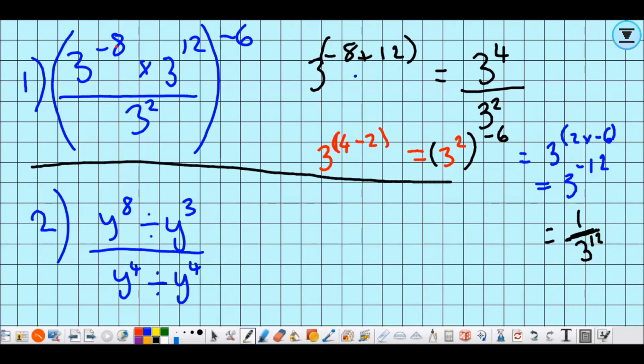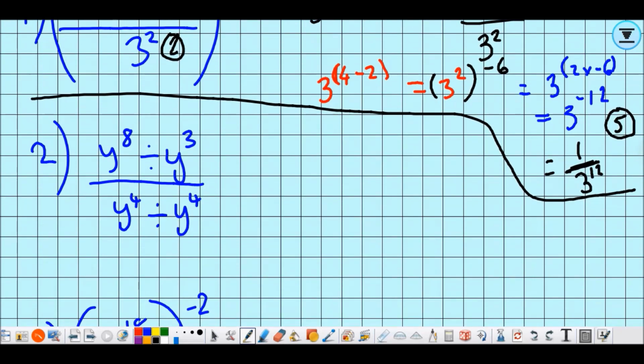Okay, so all of that, think about the rules we've used there. We've used rule number 1 on the top. We've used rule number 2 for dividing it. We've used rule number 3 for multiplying the power raised to another power. And then when we've got down to this bottom bit, we've used rule number 5 because it's a negative indice.